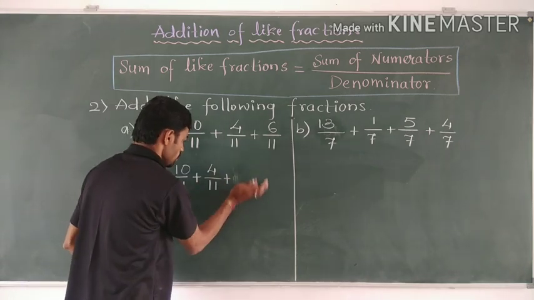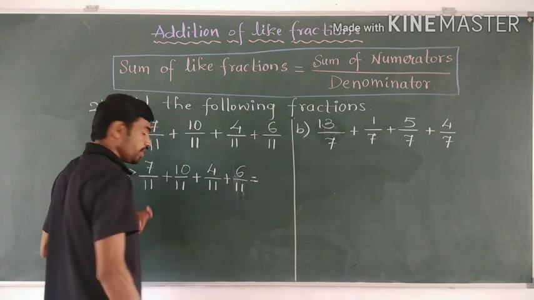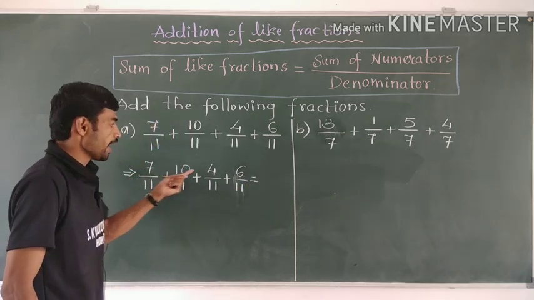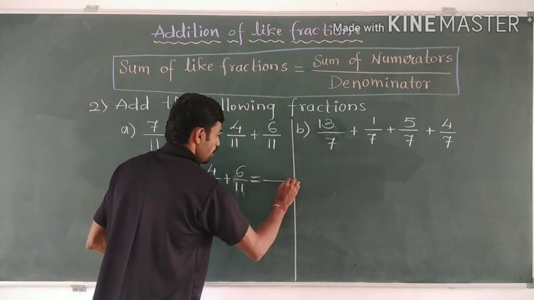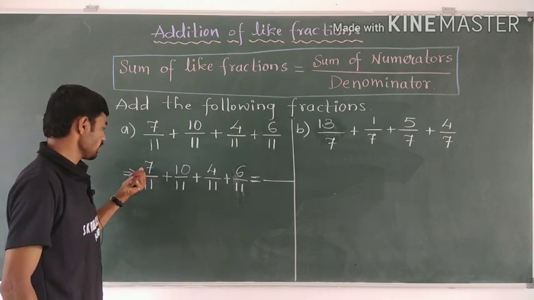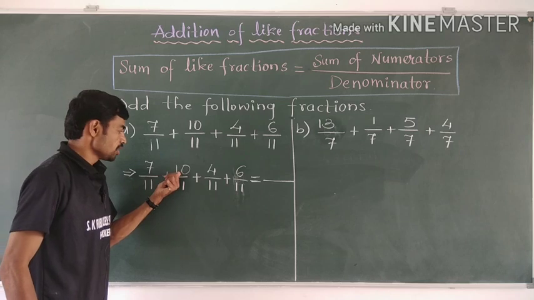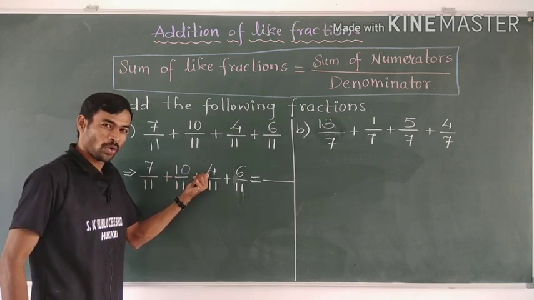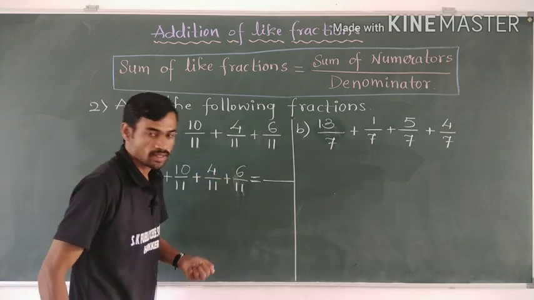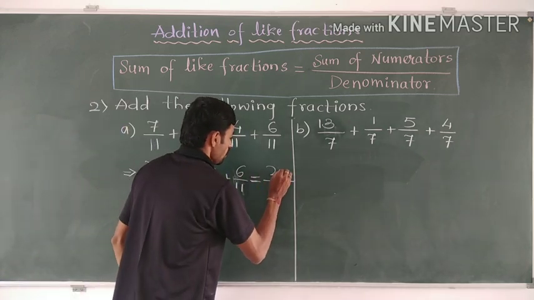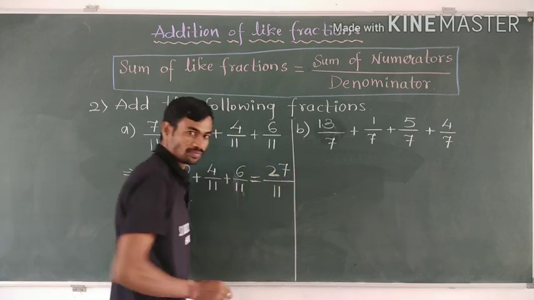This is equal to 6 by 11. So first, what we have to do? We have to add all the numerators. That is 7 plus 10, 17. 17 plus 4, 21. 21 plus 6, 27. 27 divided by 11.